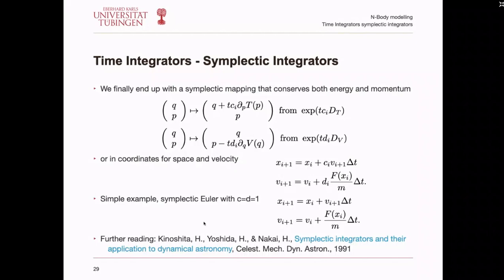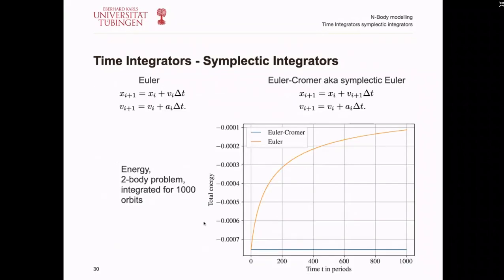And just to show you what a small difference makes, I just took a Python code and implemented these two Euler integrators. The left one here is the standard Euler integrator, the right one is the so-called symplectic Euler integrator, which is also known as the Euler-Cromer integrator. And I've integrated a two-body problem. I guess it was the Sun and Jupiter, I don't know anymore, for 1,000 orbits, and then looked at the total energy in the system.